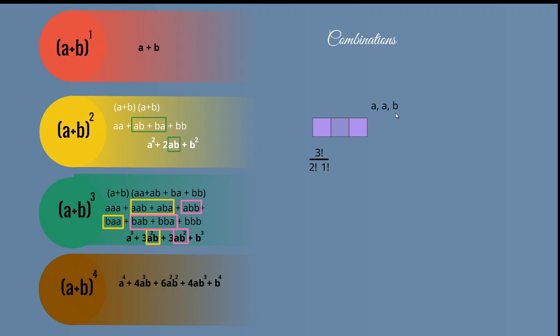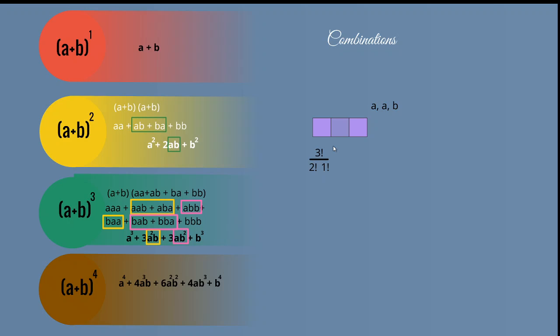Now the 3 letters are there. That means there are 3 factorial ways of writing it. Right. So I wrote the 3 factorial. Now because 2 letters are identical, I divided by 2 factorial. And because b comes only one time, I wrote 1 factorial. Even if I write it or do not write it, it doesn't matter. You know that, because 1 factorial is 1 itself.